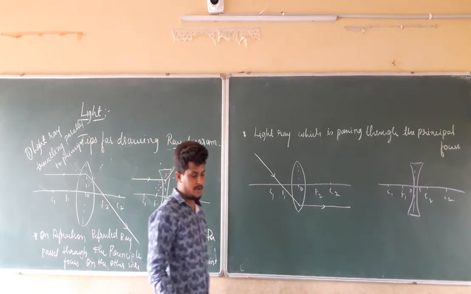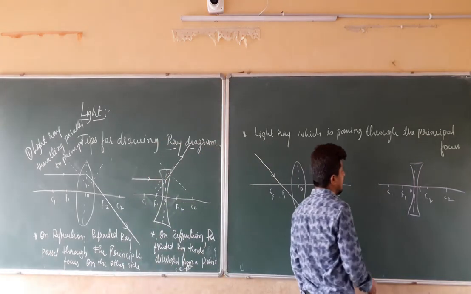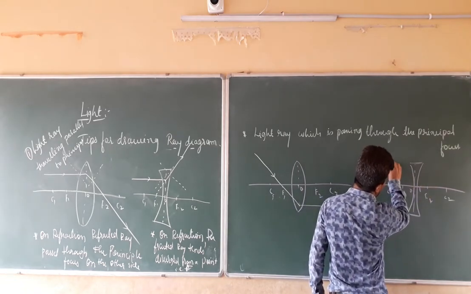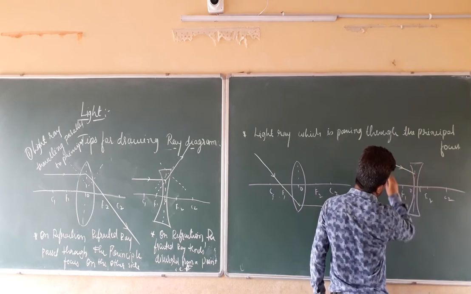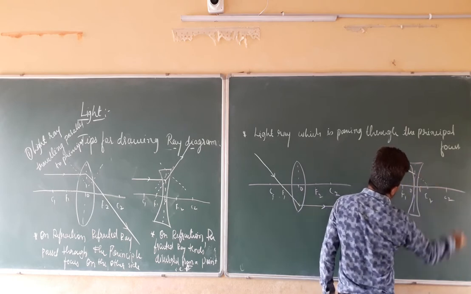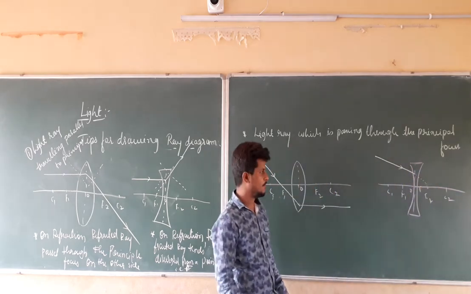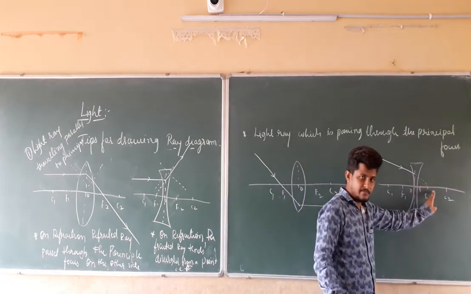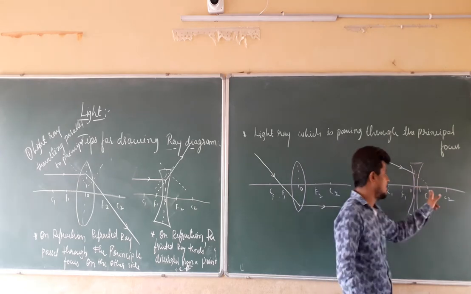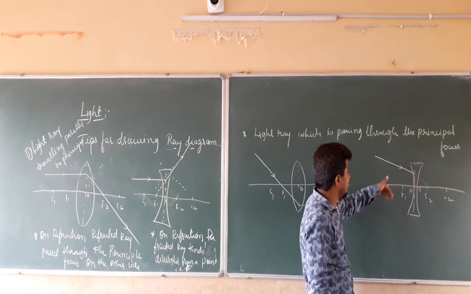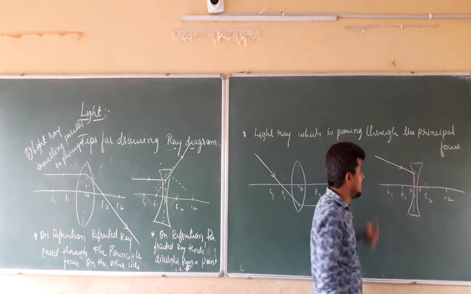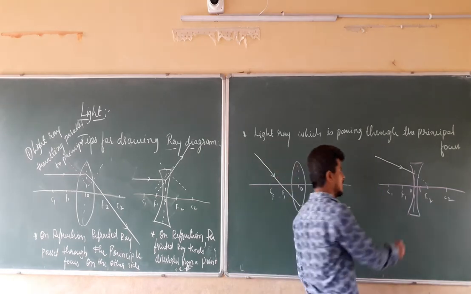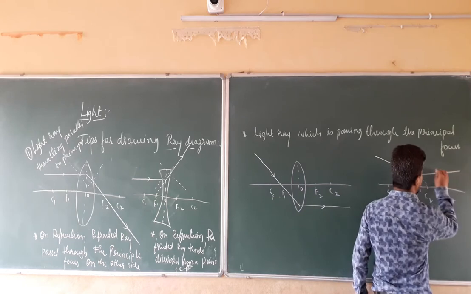In case of concave lens, we have to take this point: the light ray which is going towards the principal focus on the other side, on this side, it tends to pass through this principal focus. What is happening to that light ray? On the refraction, it is also going to travel parallel to the principal axis, like this.